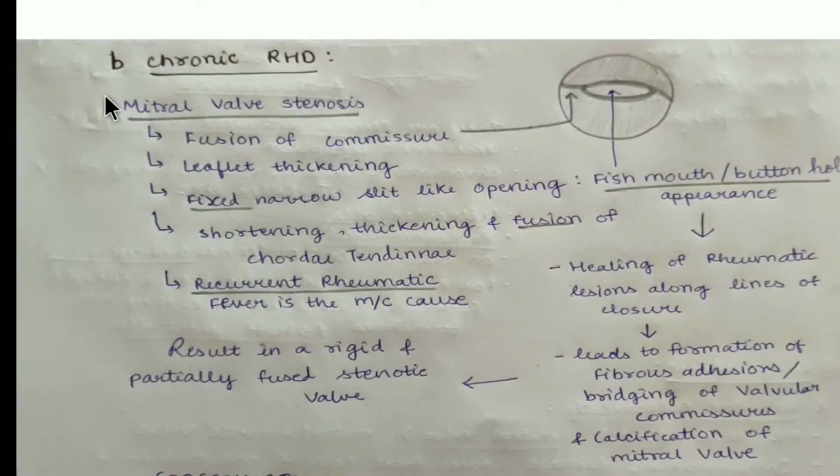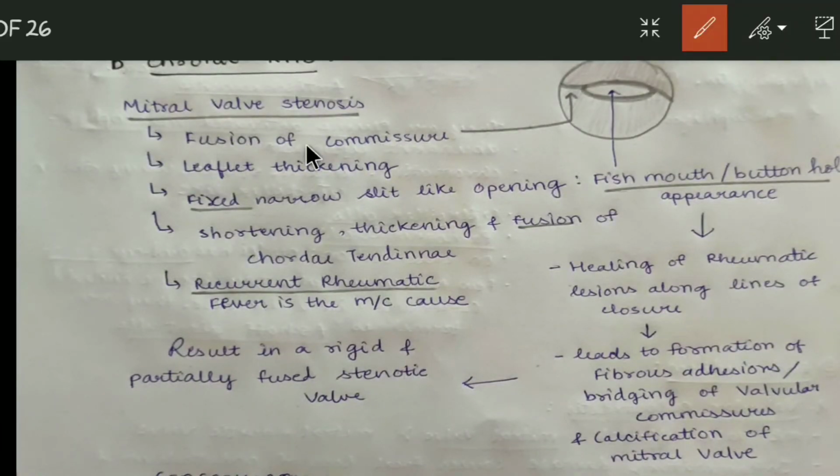Now the next one is chronic rheumatic heart disease. Here mitral valve stenosis is present. Here you can see fusion of the commissures, or the commissural fusion. Leaflet thickening, some thickening you can see of the leaflet of the mitral valve. A fixed narrow slit-like opening is present, this opening. It is called the fish mouth or buttonhole appearance.